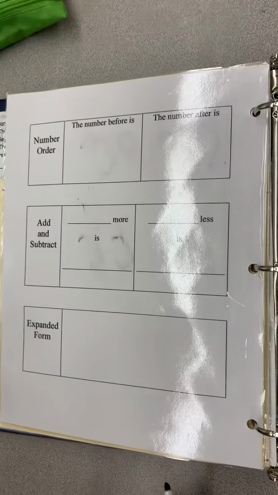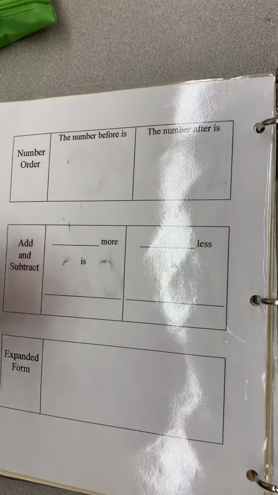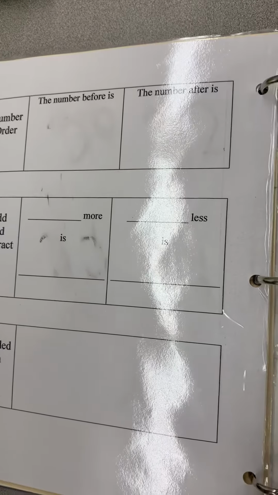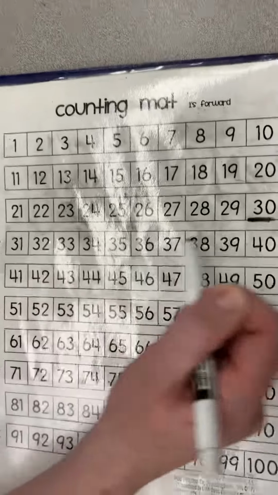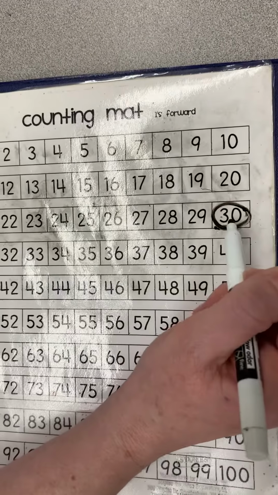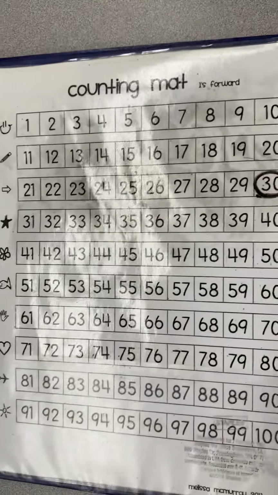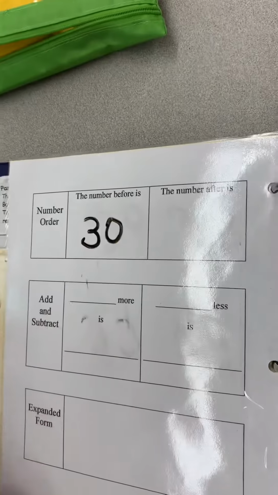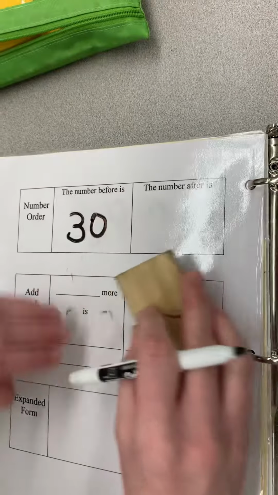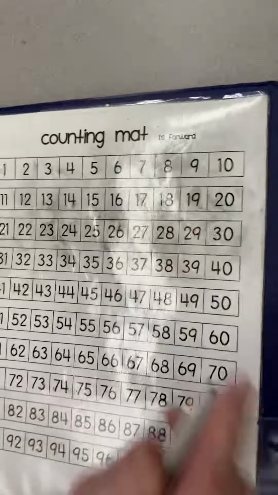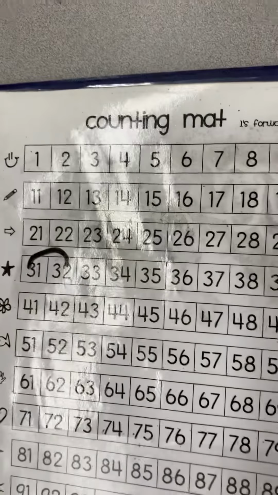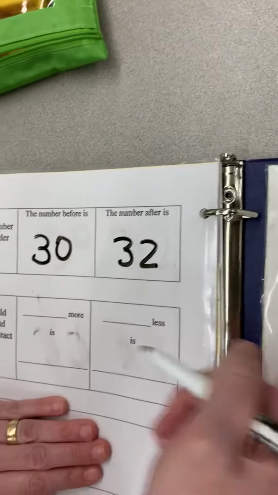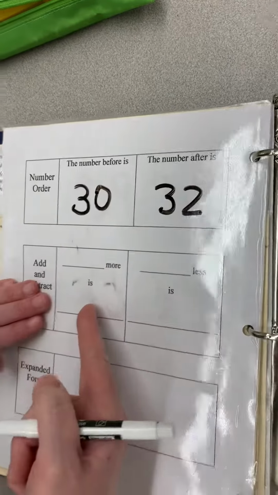Then they're gonna turn the page. It's time for number order. The number before today's number. If our number is 31, you can then show them on the counting mat. Here's our number. What comes before it? And you can circle it if they need a little extra help. The answer is 30. Okay, we write 30. Then we're gonna use our eraser because we have to figure out the number after. What comes after 31? You can even draw a little arrow for them, 32. So you have the counting mat here as a visual to help you do this section as well as this section.